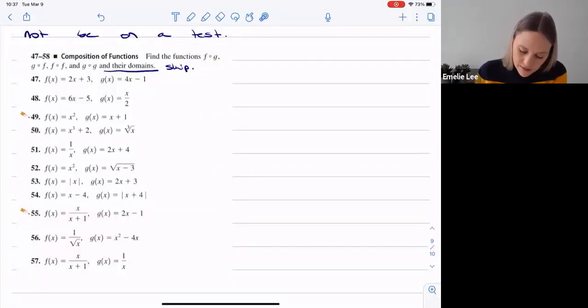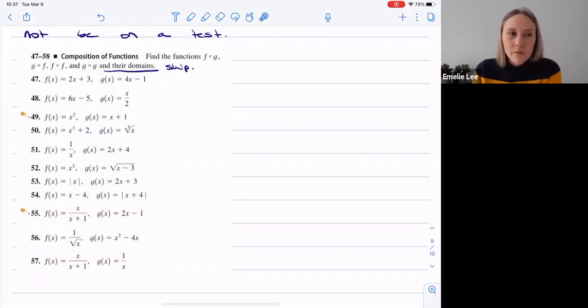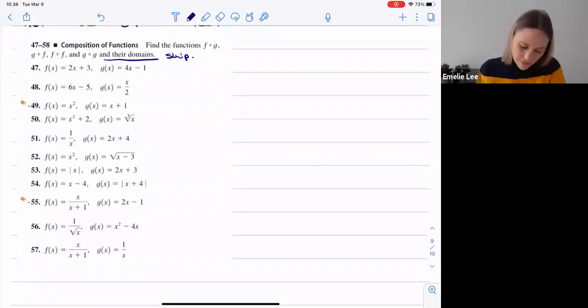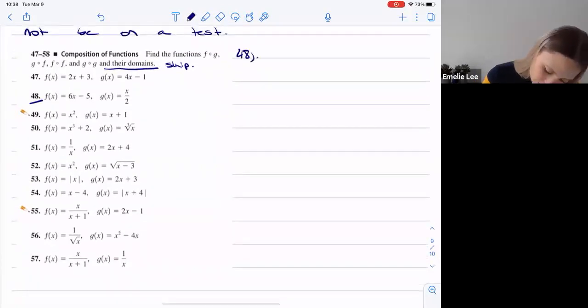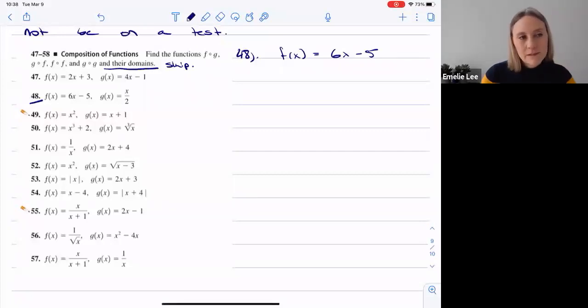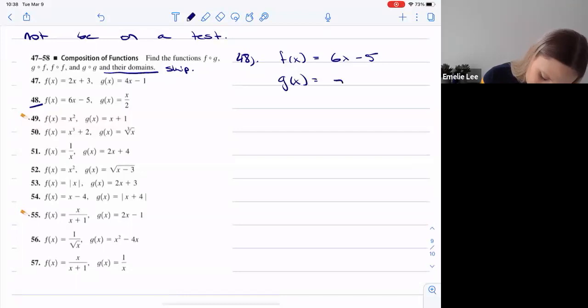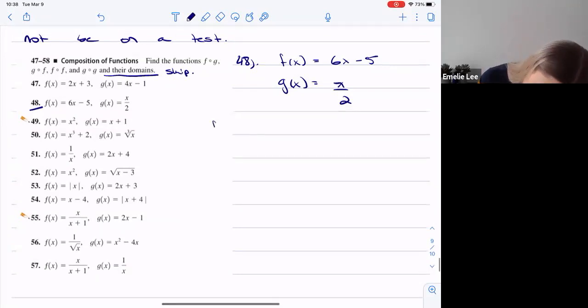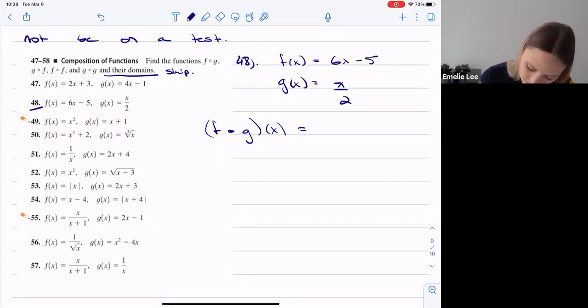We're going to find all these different combinations: F composed with G, G composed with F, F composed with F, and G composed with G. The first one I want to do is something kind of cute like 48. If f of x is 6x minus 5, and g of x is x divided by 2, first I'm going to find f composed with g of x, f of g of x.